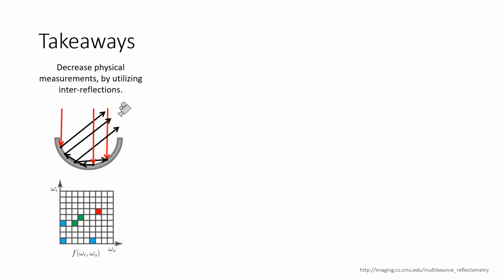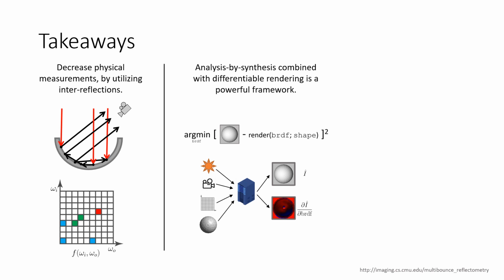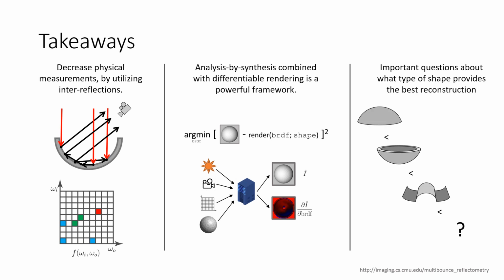To conclude, let me summarize a few key takeaways from our paper. First, we have shown that higher order transport effects can provide rich information for reflectometry, allowing us to significantly reduce the number of image measurements required. Second, we have shown that the combination of analysis by synthesis with physically accurate differentiable rendering can help us solve the very nonlinear inverse problem required for recovering the unknown BRDF.